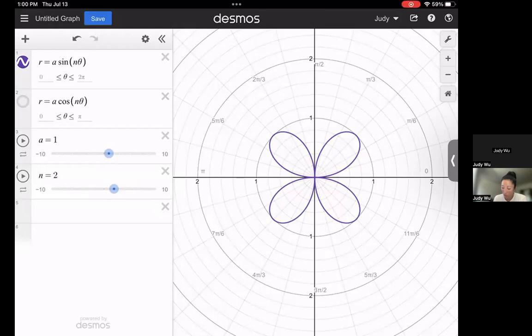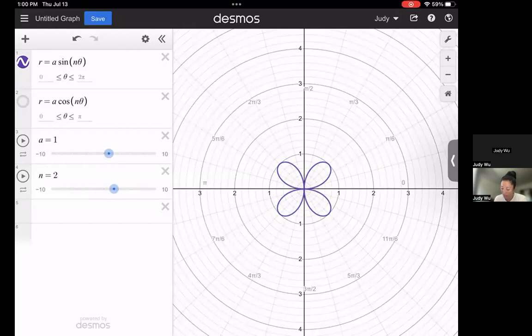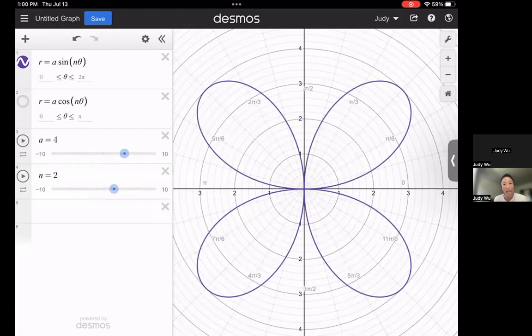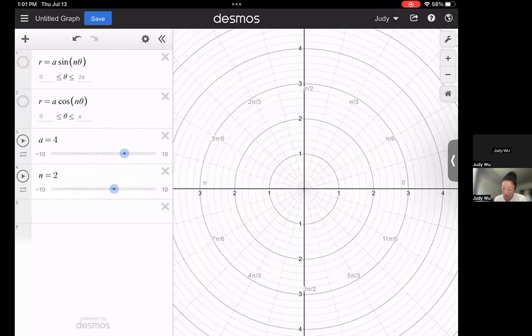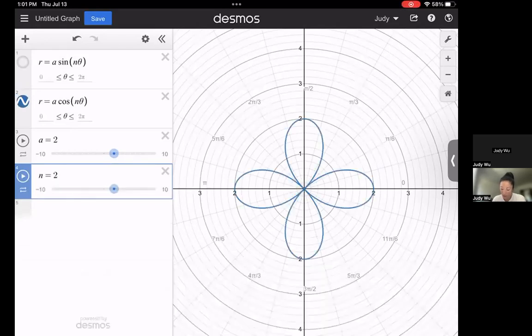What happens when I make A bigger or smaller? Let's make A bigger, bigger, bigger. It looks like A actually measures the petal length. How long the petal is, that is determined by our A. Let's turn off the sine theta one for a moment and go back to this n. I want step 2, but I want to start at 1. Now we're going to look at the odd ones, and I'm going to take a look at cosine.